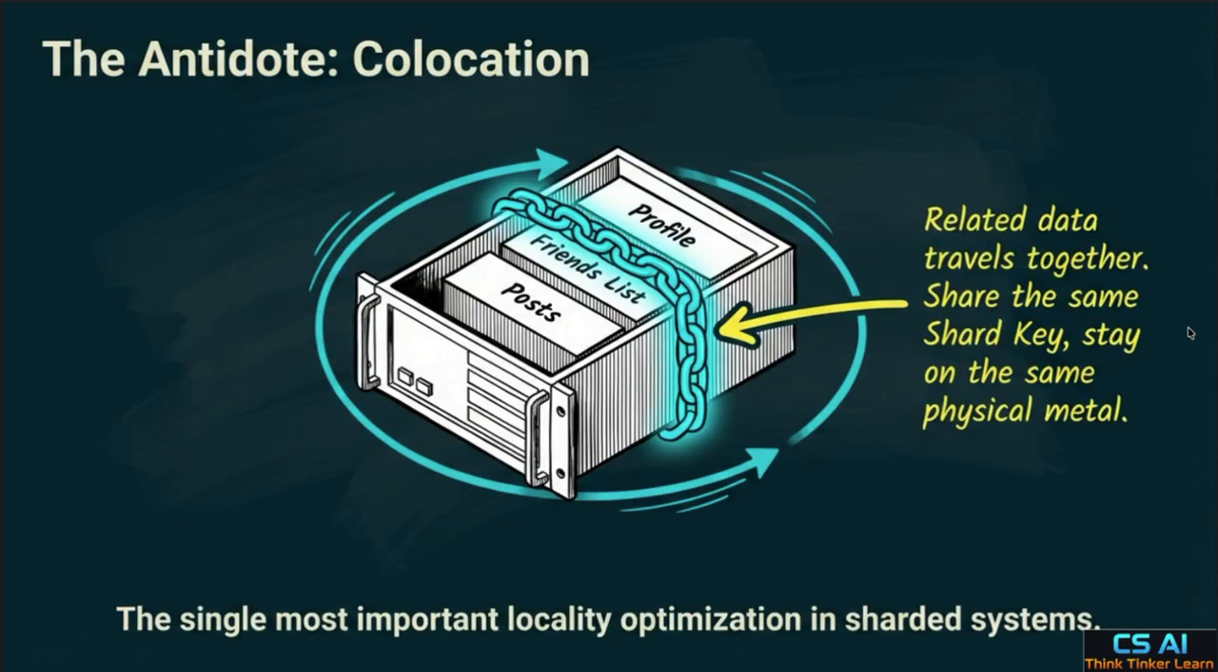The antidote is co-location. If related data travels together, like a user's profile, their friends list, and their posts, they should share the same shard key. Keeping them on the same physical metal is the single most important locality optimization you can make.